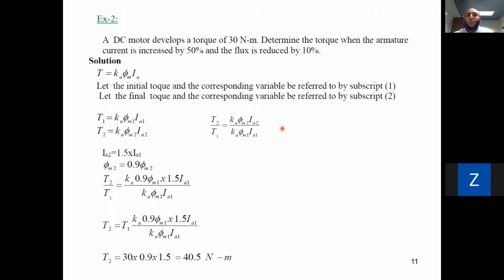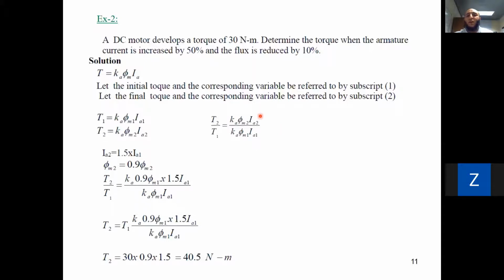Another example, شباب. A DC motor develops a torque of 30 Newton meter. What is required here? To find the torque when the armature current is increased by 50% and the flux is decreased or reduced by 10%. This is in order to recognize the relation between torque and armature and field currents.